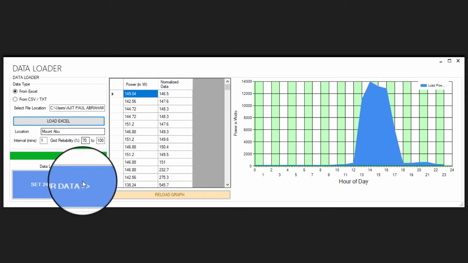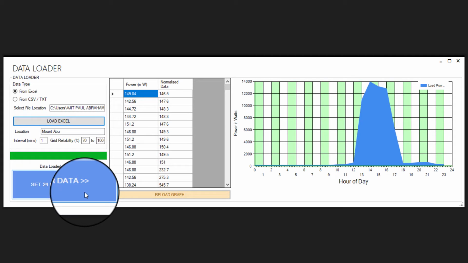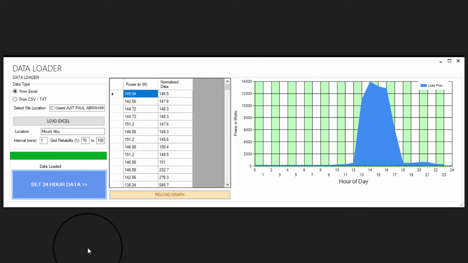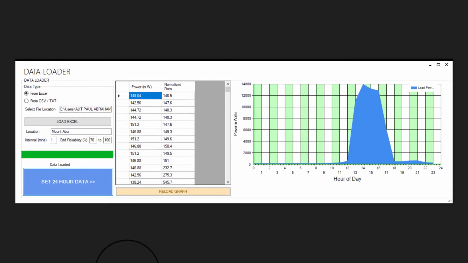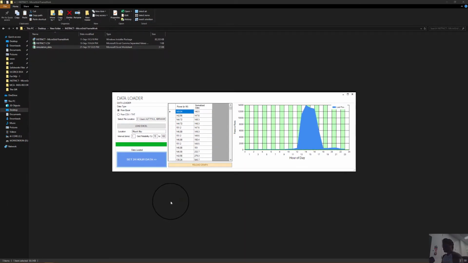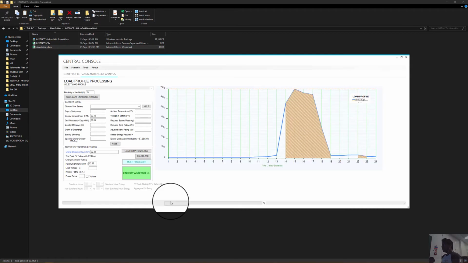So now to load this data into our software, click on set 24-hour data. It will take a little time because it has to open all the resources, so you might have to be patient to open it up, depending on the speed of the computer.